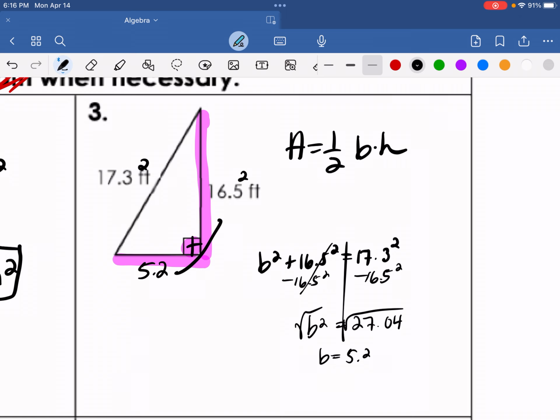Now, you're not done. You still have to find the area. So you got to plug it in. The base is 5.2, and the height is 16.5. So the area is 1/2 base and height. So that'd be 5.2 and 16.5. Plug it into the calculator. 1/2, 5.2, and 16.5. And the answer would be area equals 42.9 feet squared.